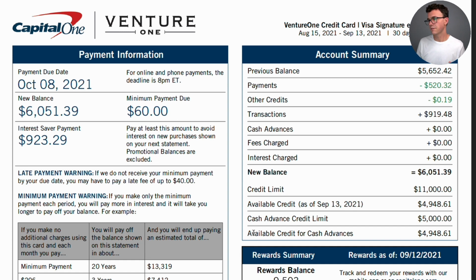And then the available credit for cash advances is basically the lesser of this amount and this amount. So you can see I don't have $5,000 available credit, so it's the total available credit I could take out as a cash advance, but I'd be paying a ton of interest.